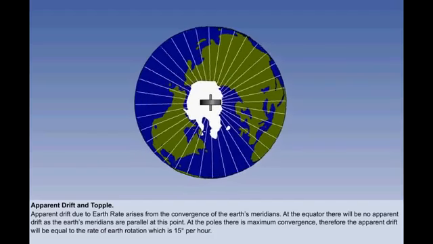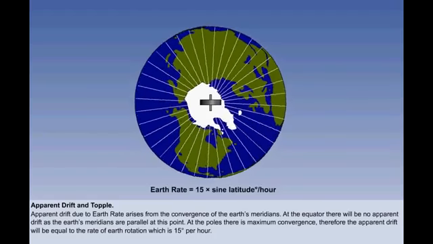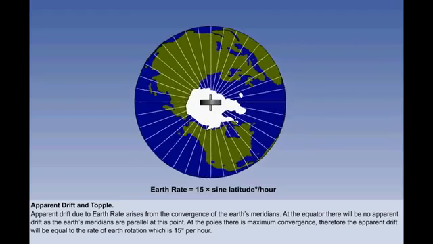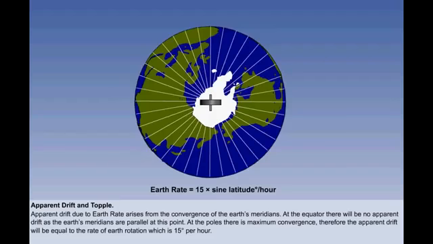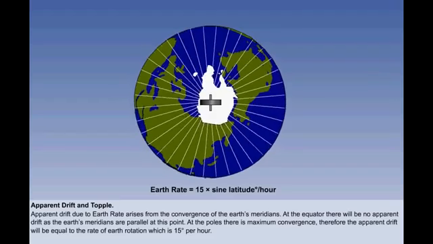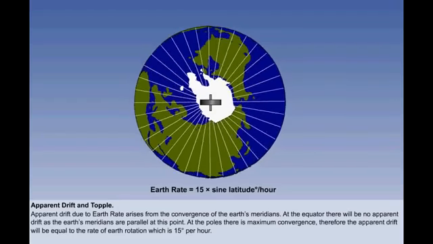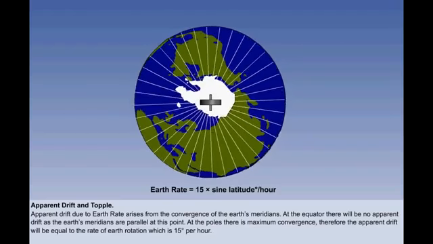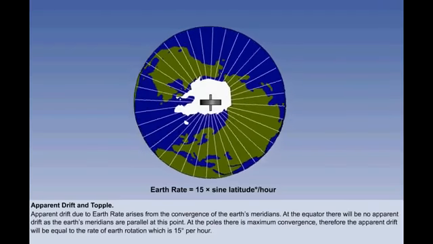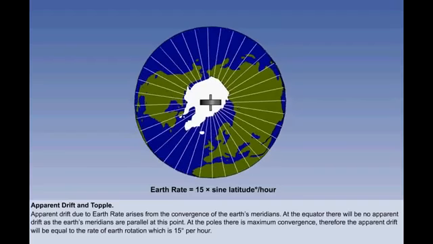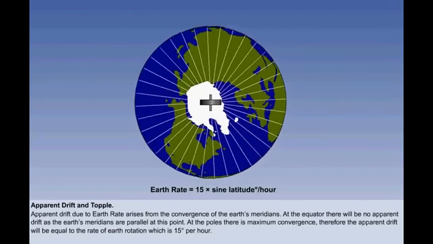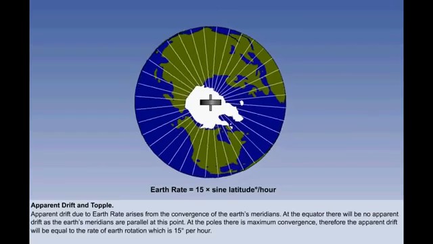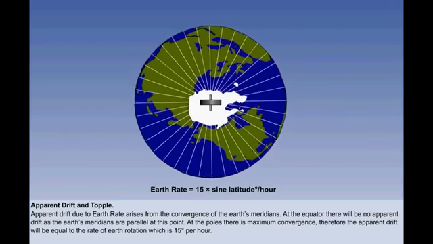The apparent drift experienced, therefore, due to Earth rotation, will depend on the latitude under consideration. So a mathematical formula can be devised, which will give us the amount of apparent drift experienced at any latitude due to Earth rate. In the formula, the rate of change due to Earth rotation, or just simply the Earth rate, equals 15 times the sine of the latitude in degrees per hour.